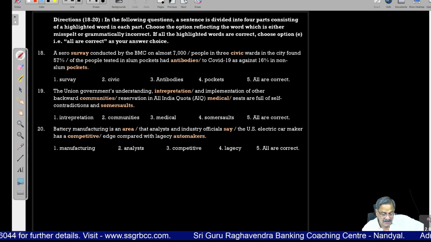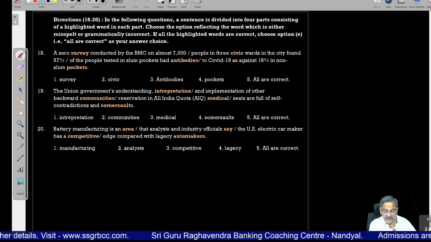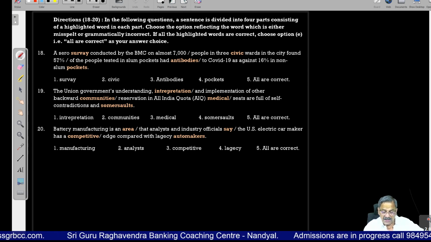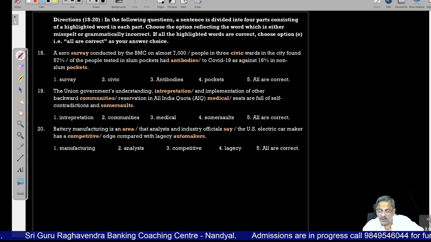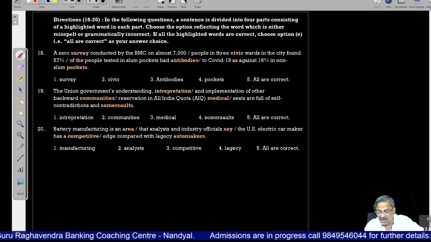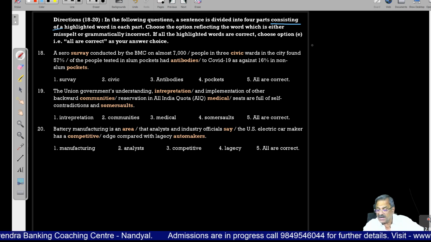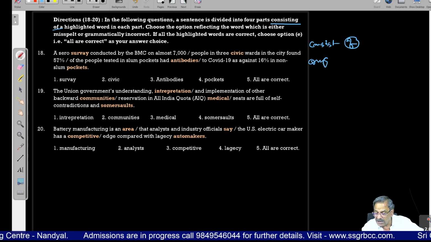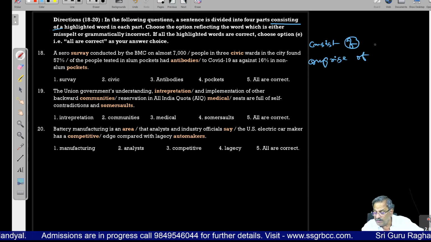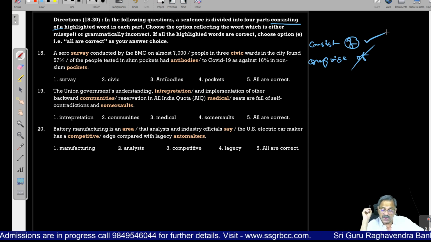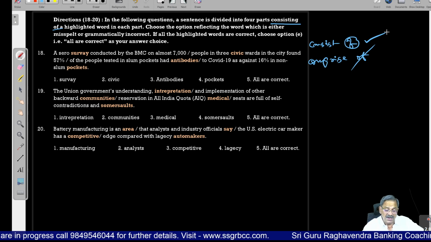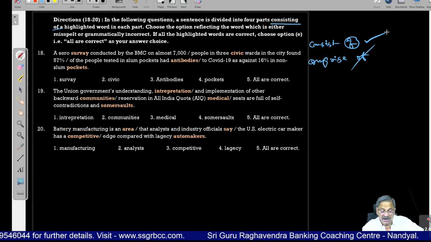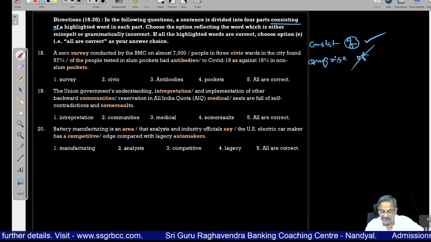Then next one, 18 to 20. Small exercise. In the following questions, a sentence is divided into 4 parts consisting of, consist is a word followed by the preposition of. Consist, C-O-N-S-I-S-T, consist of. Comprise, C-O-M-P-R-I-S-E, comprise of, rather. Consist of, rather. So, consisting of a highlighted word in each part, choose the option reflecting the word which is either misspelled or grammatically incorrect. It may be misspelled or it is grammatically incorrect.